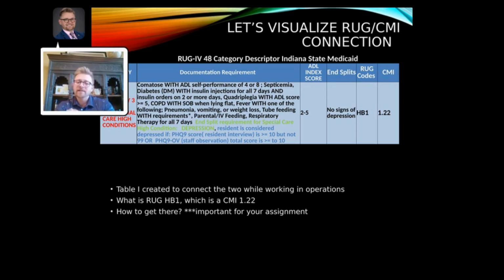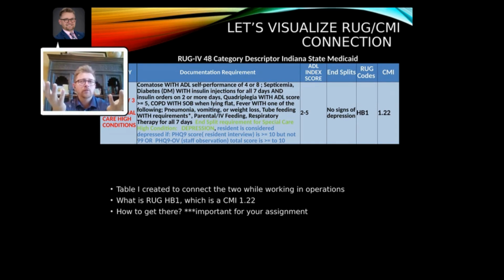Move left again. This column is called end splits. Now, we're not going to get into it too much here, but I didn't feel like it would be appropriate to omit it from the tool. The end split basically looks at some of the mental issues of a patient, mostly depression. And basically, let's do a very simple example. All right, we have two patients. Both have a RUG code of HB1, meaning CMI of 1.22. We think they're identical. They're clones of each other. However, this one has signs of depression. This one does not, thank goodness.